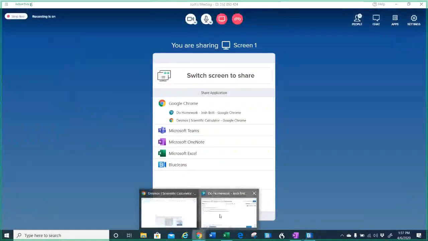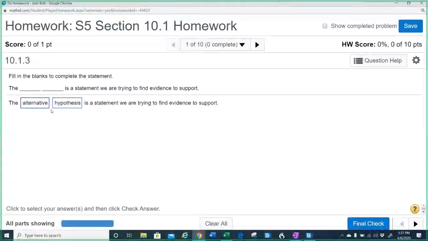All right, we'll take a look at 10.1. So the alternative, or another word for that is researcher's hypothesis, is a statement we are trying to find evidence to support.